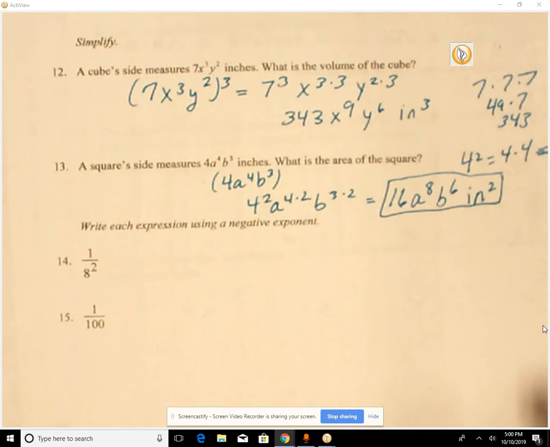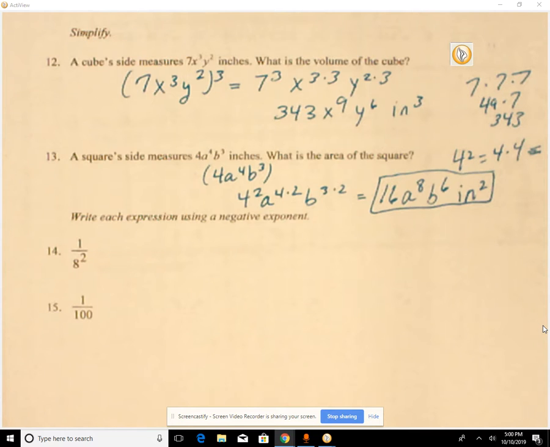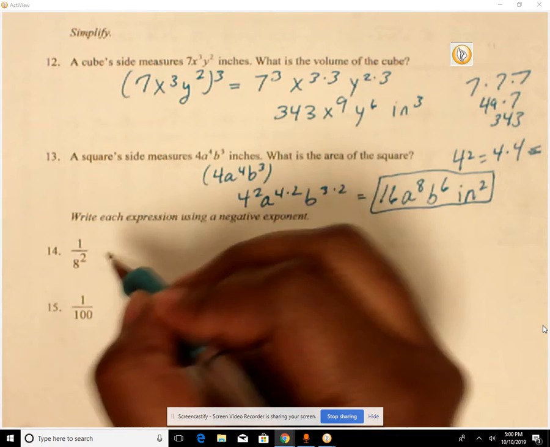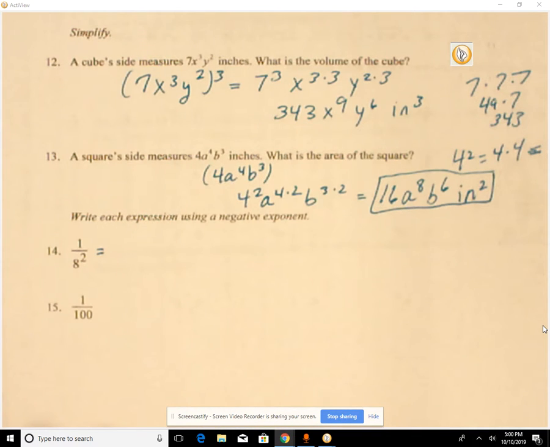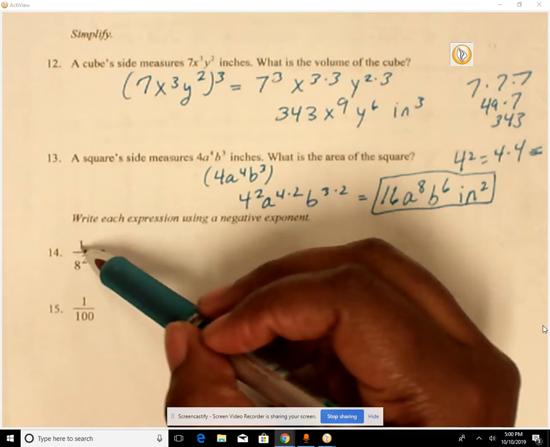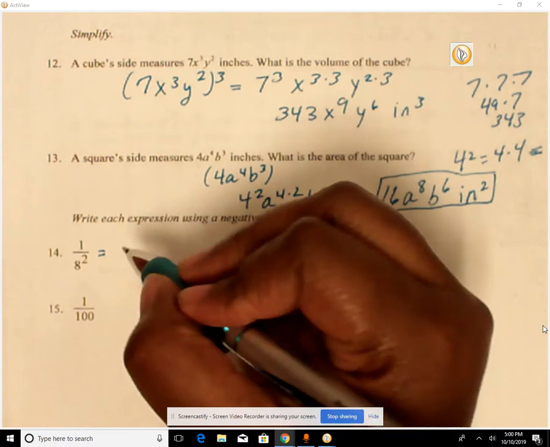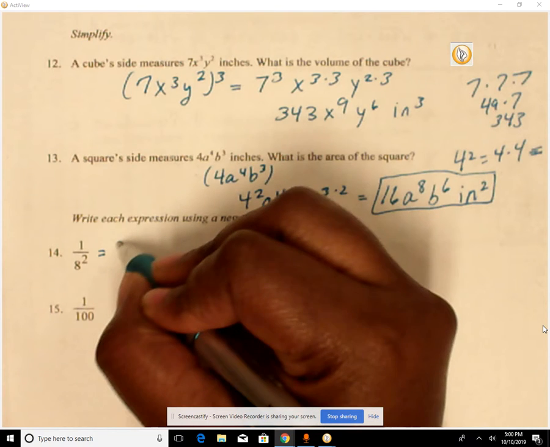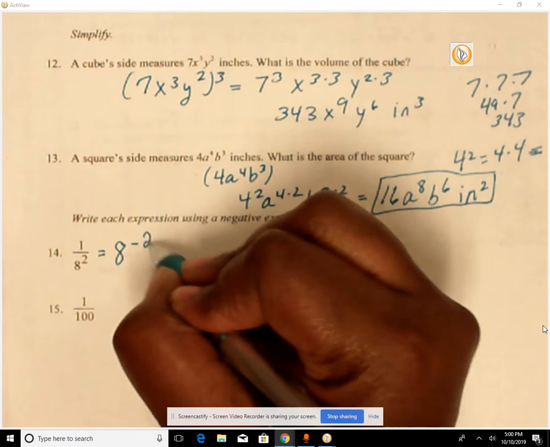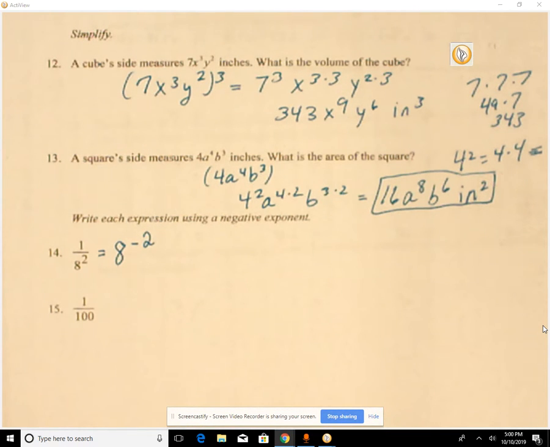So we have: write each expression using a negative exponent. So we know that we need to take the reciprocal of a number. And the reciprocal is flipping your numerator and your denominator, changing the order. So 1 over 8, its reciprocal is 8 over 1, which is just 8. And then to the negative second power.